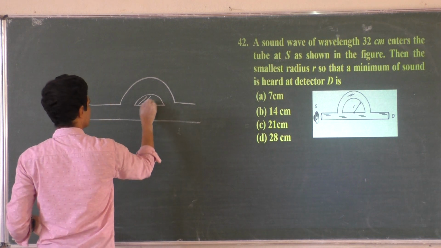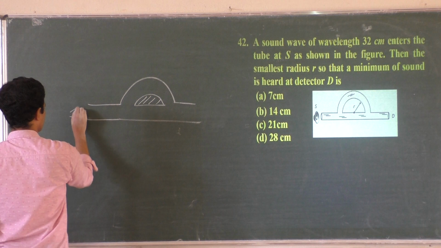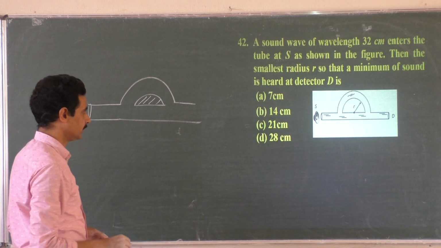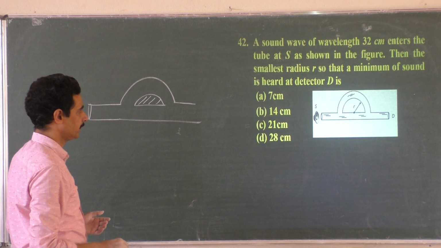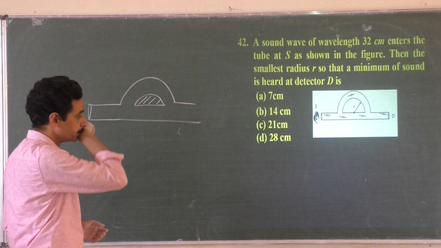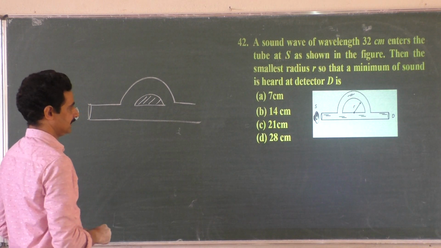So this is the part which is closed, and we have a sound source, a speaker here producing sound, and that travels. Then the smallest radius r so that a minimum of sound is heard at the detector D. Yeah, minimum sound is heard at the detector D.